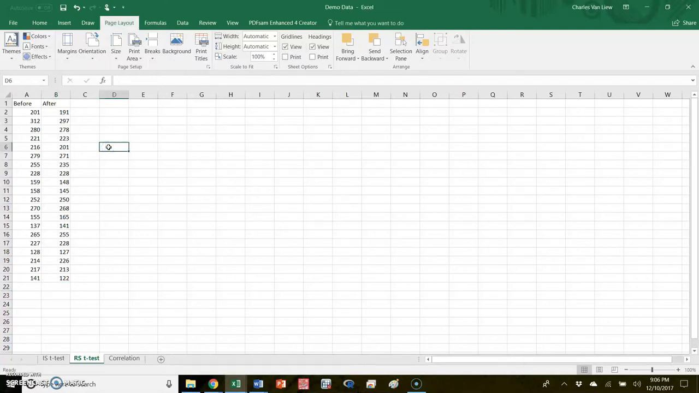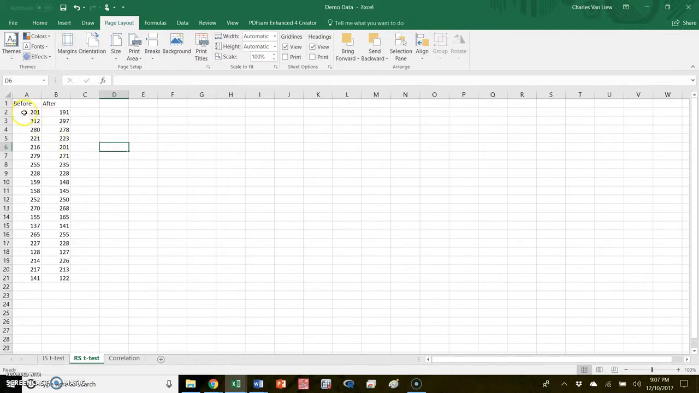All right, so now we're going to demo the related samples or paired samples t-test, and we're also going to look at constructing the hypotheses, both in words and in the notation terms. We're also going to then finally demo how to perform your t-test using Excel.